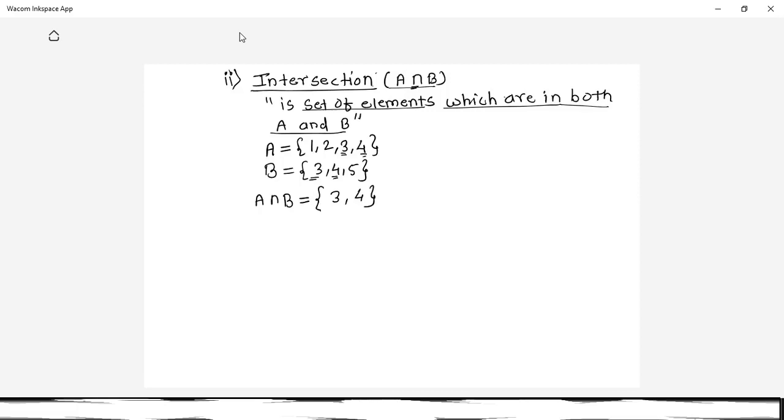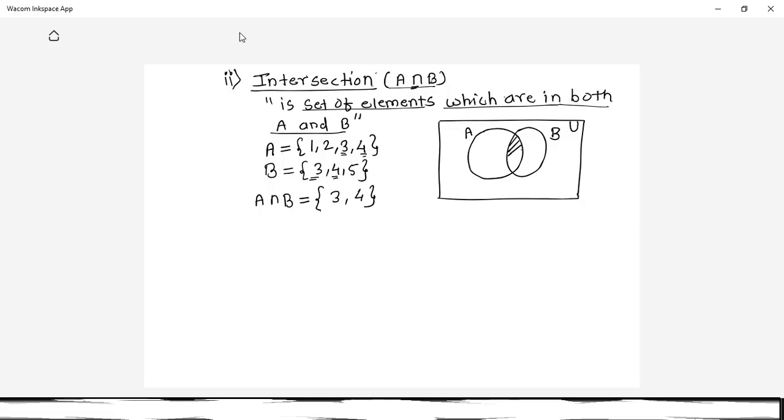Now if I want to represent intersection using the Venn diagram, how can I represent it? Again, let us say this rectangular box denotes the universal set which contains all the elements in the universe. I'll denote the two sets, set A and set B. Now I want to denote the intersection. The intersection is the common elements between the two sets. So this shaded portion denotes the common elements between the two sets. This is A intersection B.